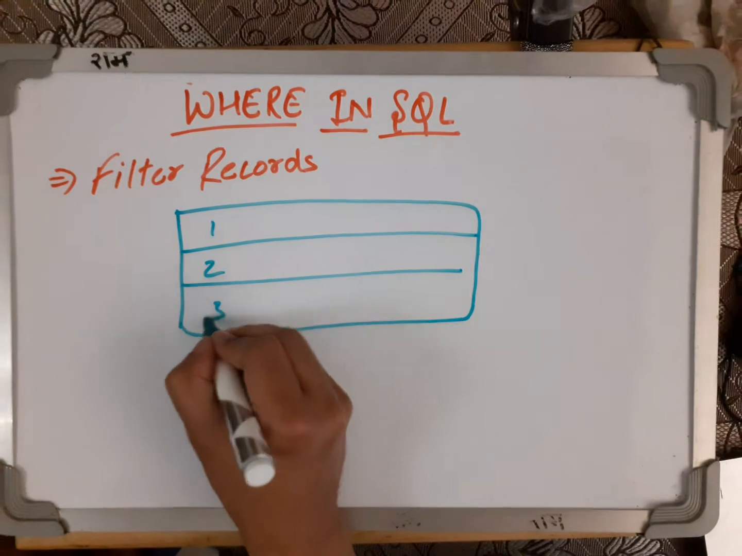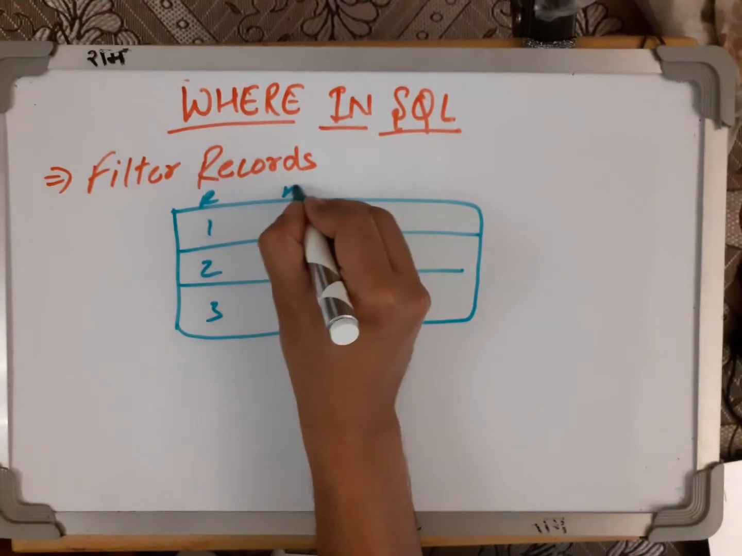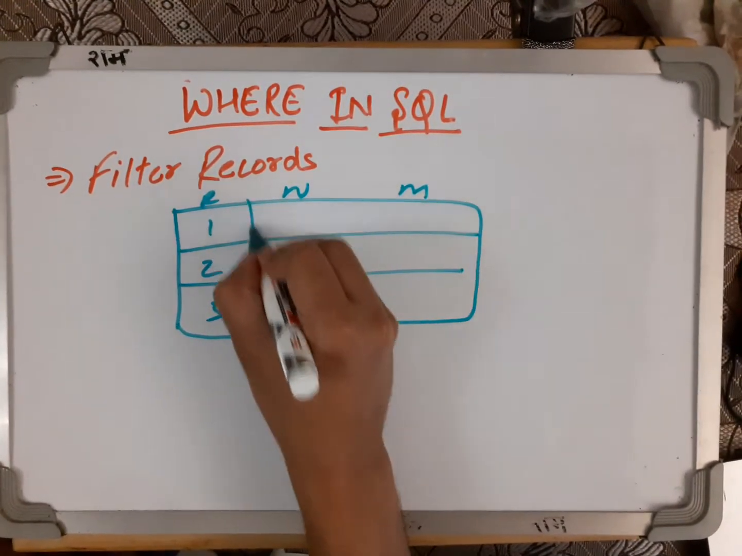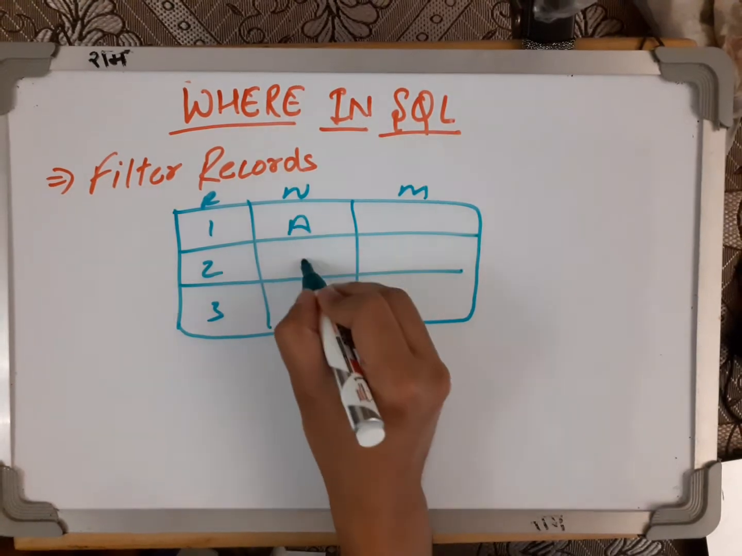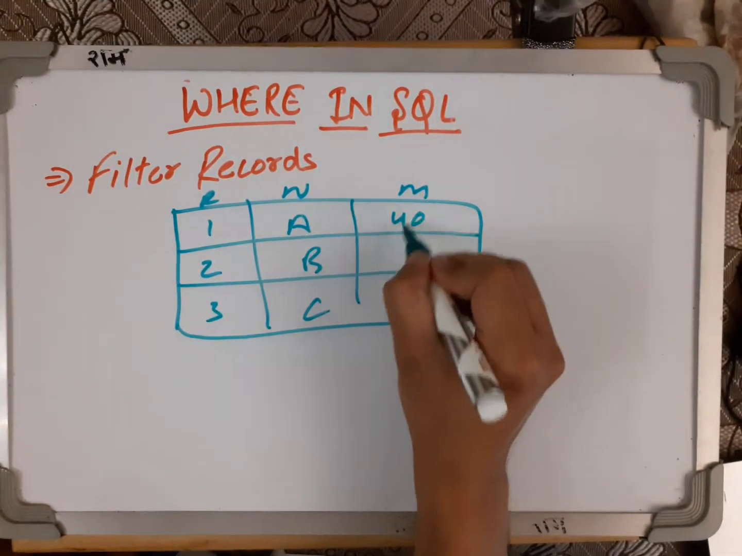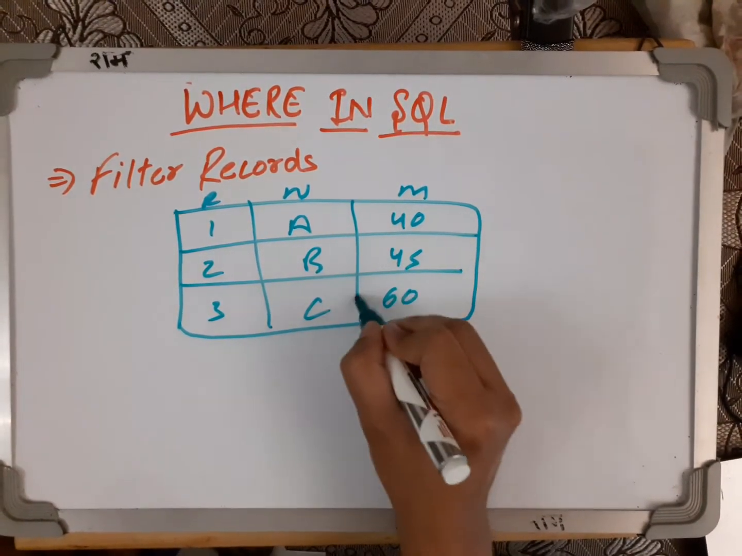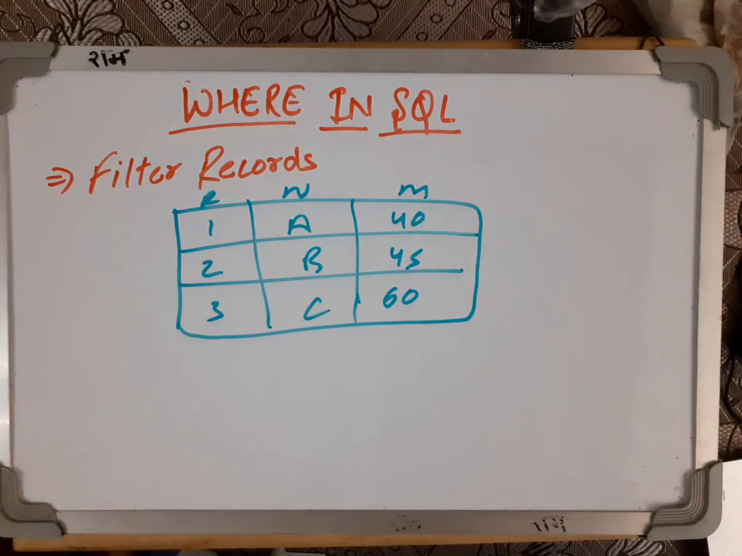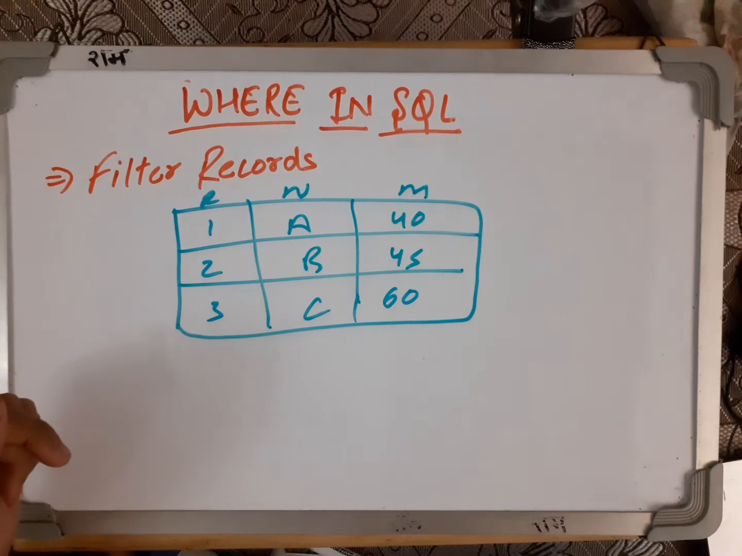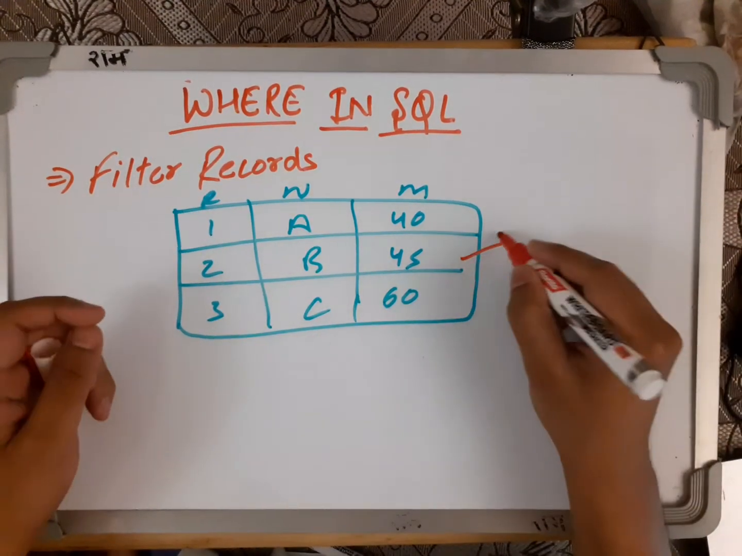we have roll number 1, 2, 3, roll number, name and marks. And we have names A, B and C. We have marks 40, 45 and 60. Now what we have to do in this database is fetch the name and roll number of the failure students. Now I have the record of 3 students only here.